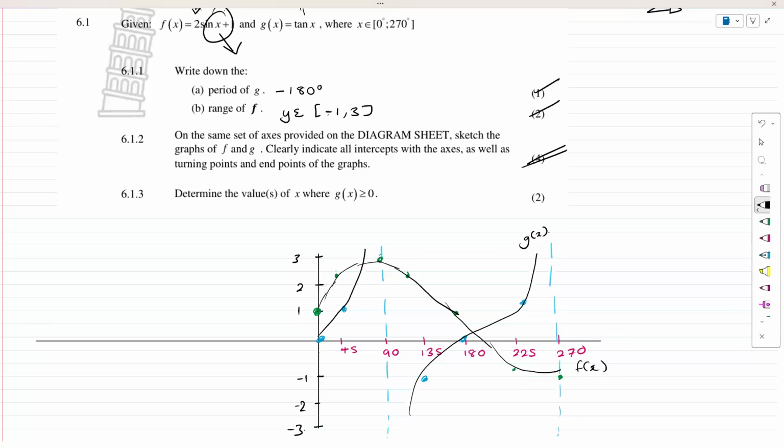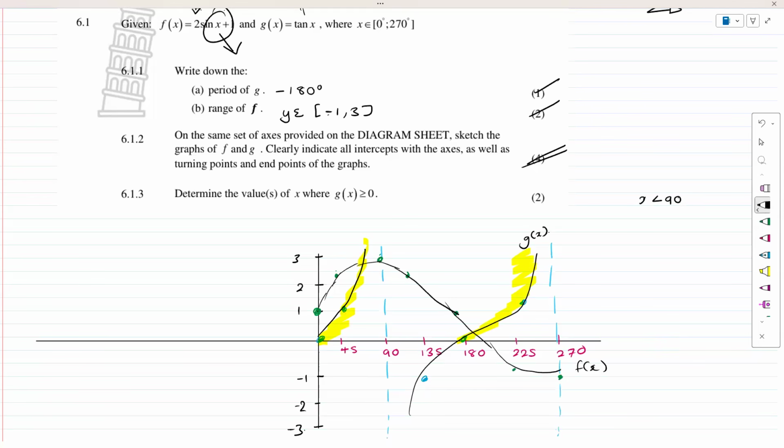Now, g of x is the tan graph. And the tan graph is only greater than 0 from here. And from here, that's the only place where the tan graph is greater than 0. So how I write it is that x is less than 90.